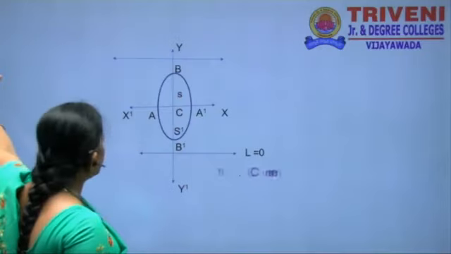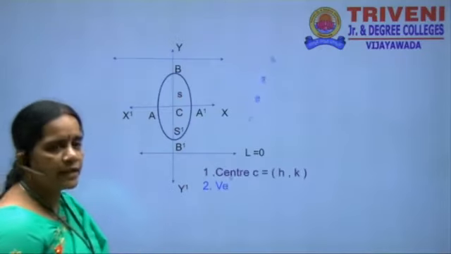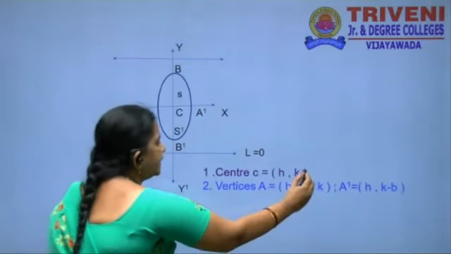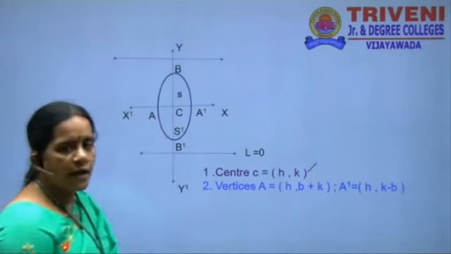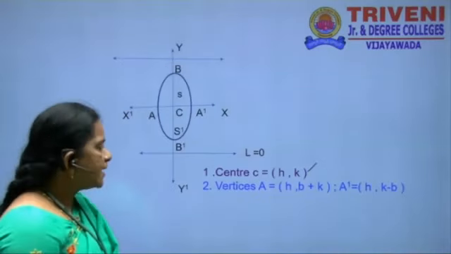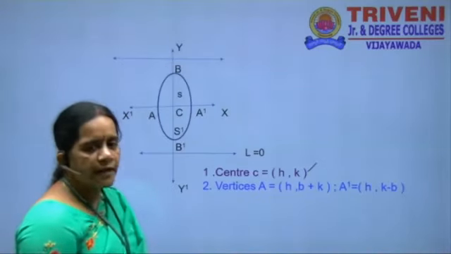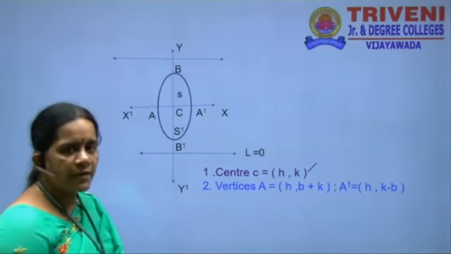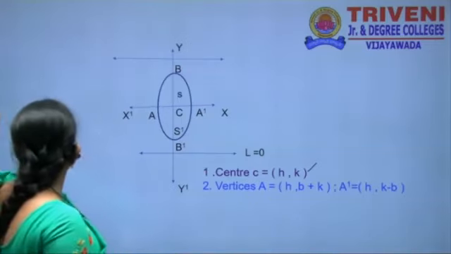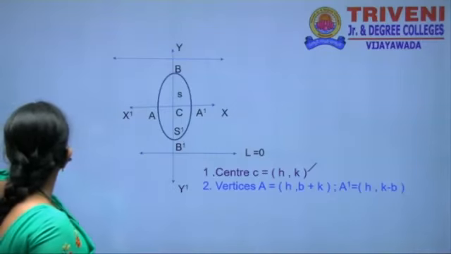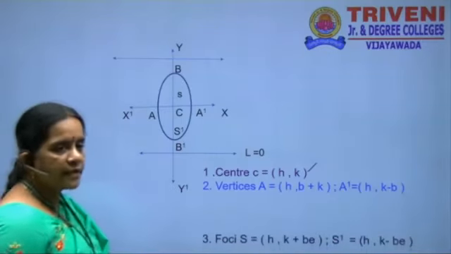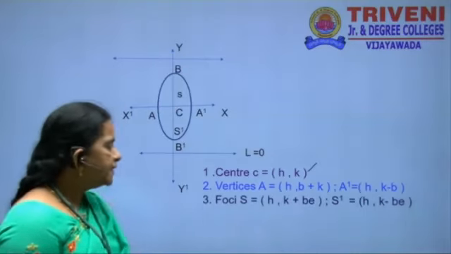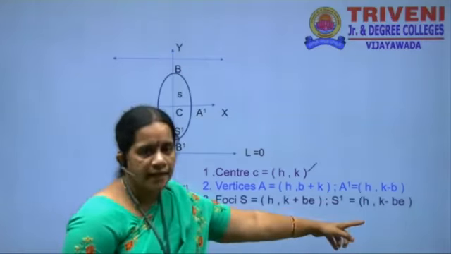And then we have to find the center of the ellipse in the form of a less than b, which is center h comma k. What are the formulas of the vertices here? H comma k plus b and h comma k minus b. And next one is foci. Foci is h comma k plus or minus be. This is s, this is s dash.